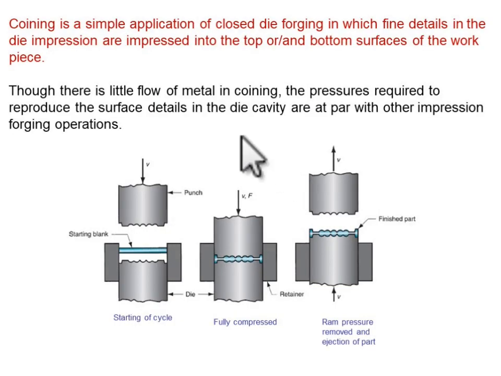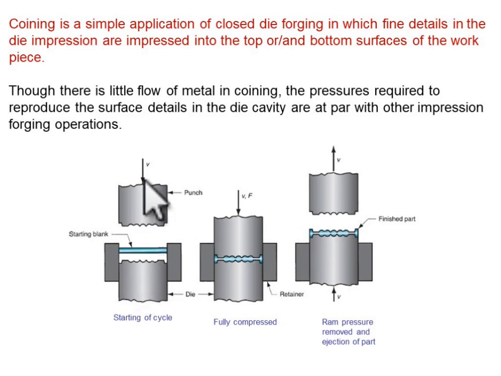And the best example of one forging process is this coining process. So coining is a simple application of closed die forging in which fine detail in the die impression are impressed into the top or bottom surface of the workpiece. So you can see this is the starting blank. This is a simple sheet. We have impression on the upper die. We have impression on the down die, you can say.